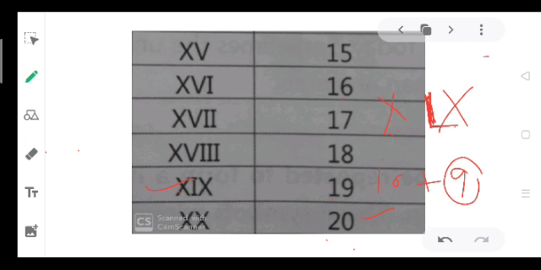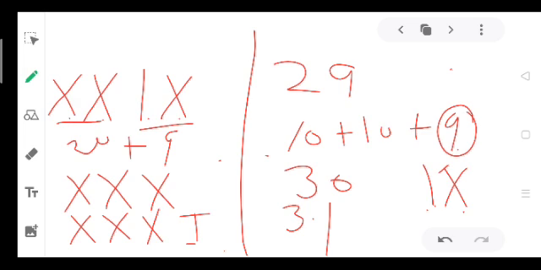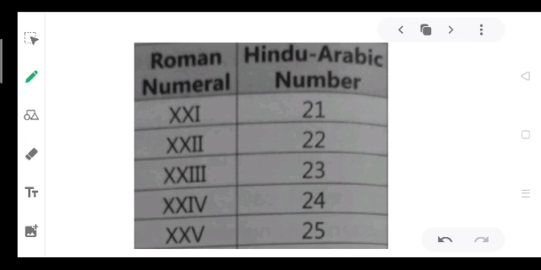For 20, 2 times X. 21, 22 is XX and 2 I, 23 is XX and 3 times I. 24: XXIV. Firstly 5, then subtract I from this. 25: XX and V.